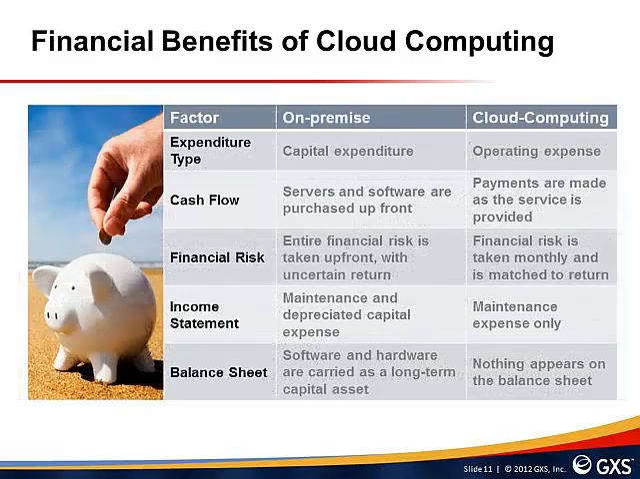From a financial perspective, there are a number of differences between running on-premise versus hosted or cloud-based environments. From an expenditure type point of view, on-premise IT is a capital expenditure, whilst in the cloud it is an operating expense. Moving to cash flow, in a traditional IT environment, servers and software are purchased up front, whilst in the cloud, payments are made as the service is provided. In terms of financial risk, in a traditional IT environment, the entire financial risk is taken up front with uncertain return, whilst in the cloud, financial risk is taken monthly and is matched to the return.